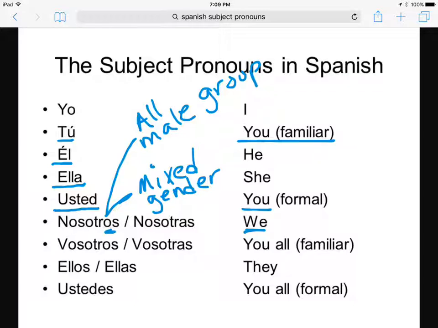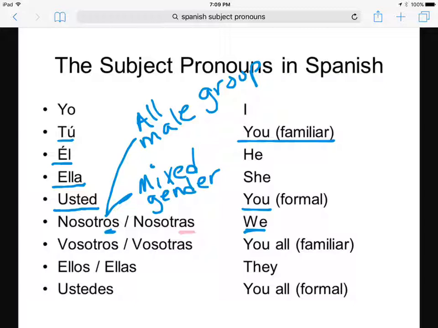Okay, so I'm sure you're wondering when you use nosotras. Nosotras is not used that often because it's only for an entire group of females. Now, it can be female cats, or it can be all female humans, but it has to be a complete group of all females to make up that we.